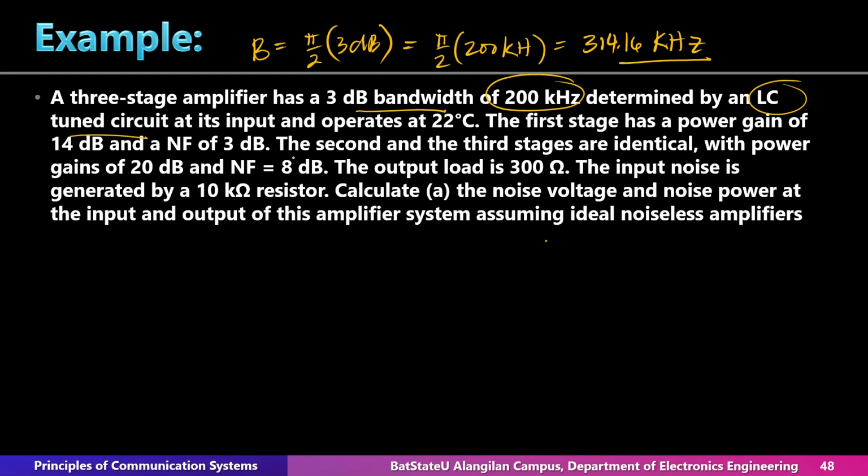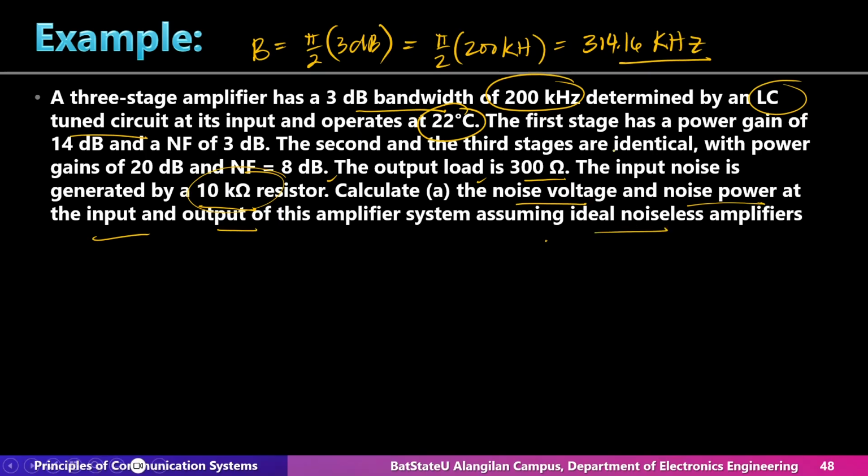Ayan. So, sunod. Ang operating temperature niya ay 22 degrees Celsius. The first stage has a power gain of 14 dB, noise figure of 3 dB. Then the second and the third stages are identical with the gains of 20 dB and noise figure of 8 dB. The output load is 300 ohms. The input noise is generated by a 10 kilo ohm resistor. So ito yung noise generator mo. 10 kilo ohms ang kanyang noise resistance. Unang tanong, ano daw po ang noise voltage at ang noise power sa input, output ng amplifier? Assuming ideal at noiseless yung amplifier.